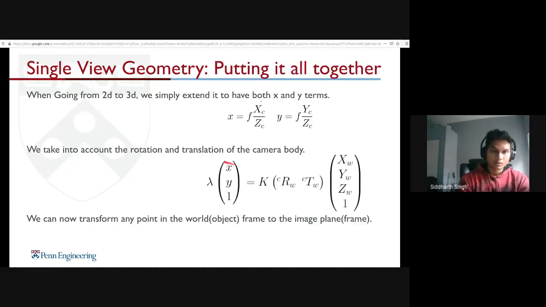Now, putting it all together, we have the focal lengths, the optical center and scalings, and we put them together in the K matrix, and then we multiply that with the translation and rotation that we will get or try to find out, and that will take us from the world coordinate frame to the image plane, plus this lambda. Let's just keep this lambda at the back of your head. It exists, and we will try to solve for it. Any other questions so far?